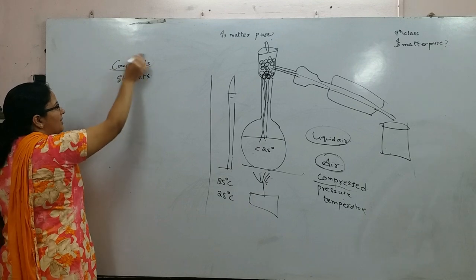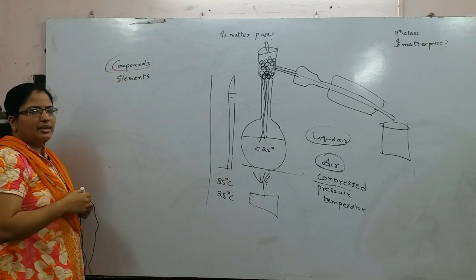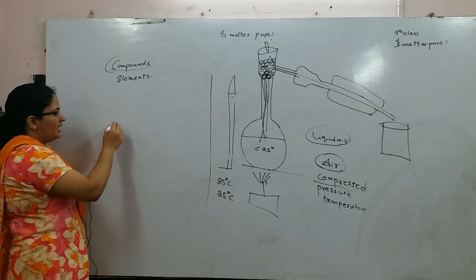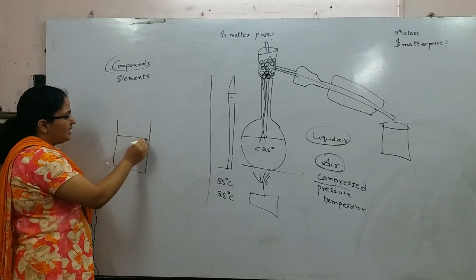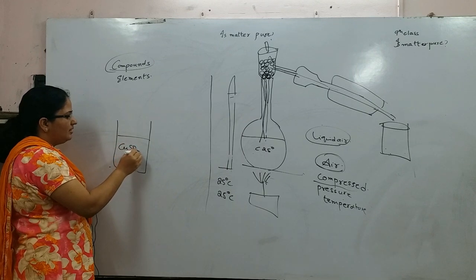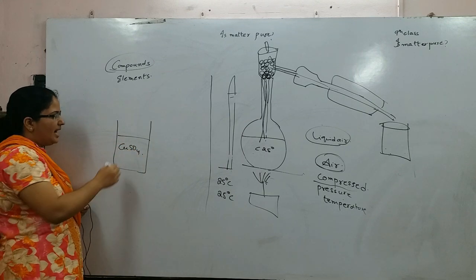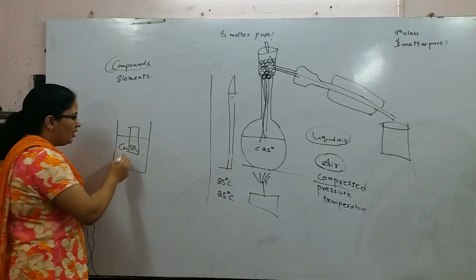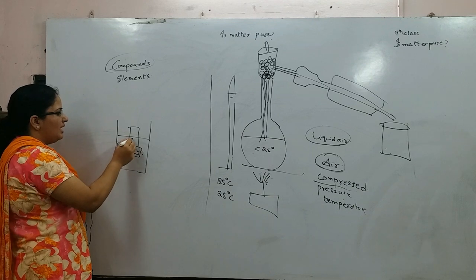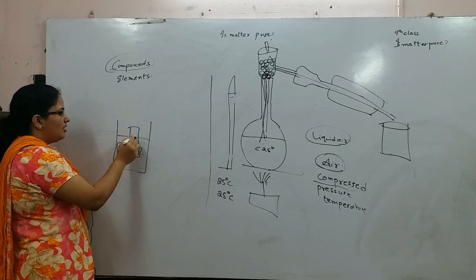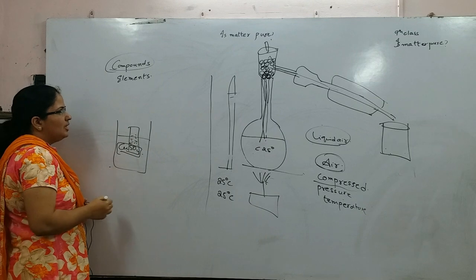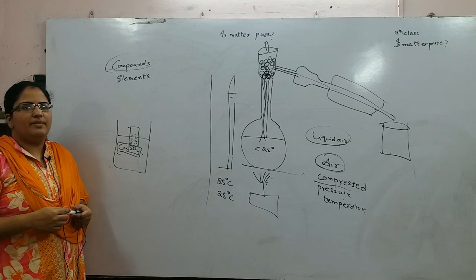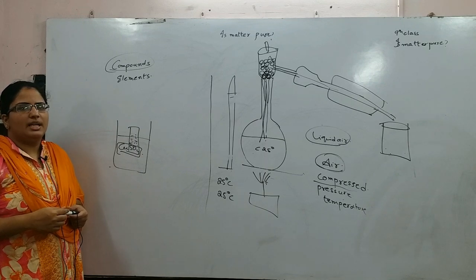Let us see how to separate the elements from the compounds. First, in a beaker, take a concentrated solution of copper sulfate. To this you add a piece of aluminium. When you add a piece of aluminium, the copper from copper sulfate separates out and settles on the surface of the aluminium. So compounds are pure substances which can be separated by using chemical reactions.